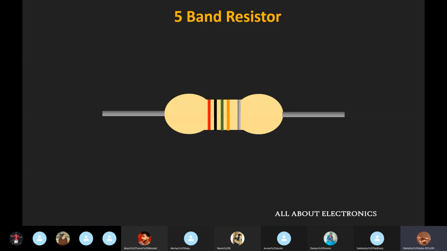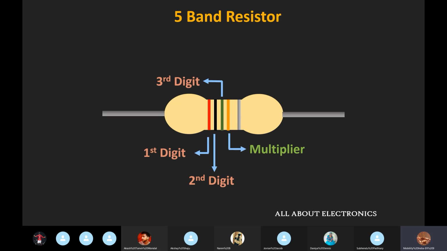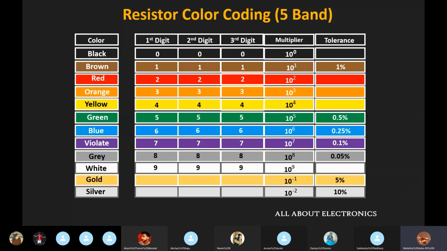So similarly, now let us find out how to find the value of the resistor in case when it has 5 color bands. So in case of this 5 band resistor, the first 3 color bands define the first 3 digits of the value of the resistor, and the fourth band defines the multiplying factor for this resistor, and the fifth band defines the tolerance value for this resistor. So here is the table for this 5 band resistor, which defines the value of each digit as well as the multiplying factor and the tolerance value depending upon the color of these color bands.